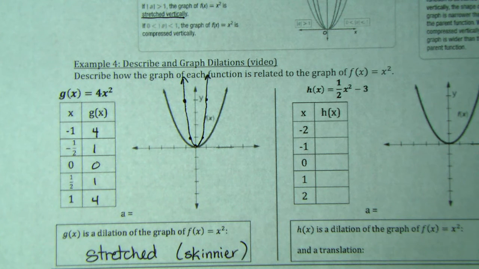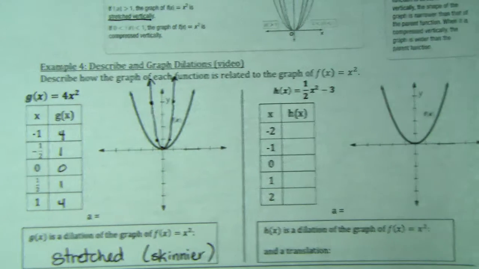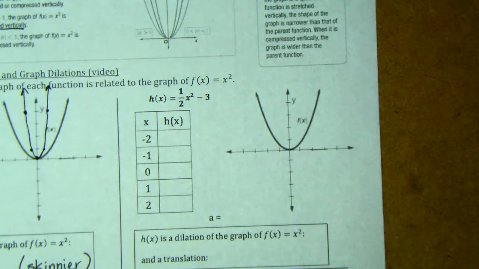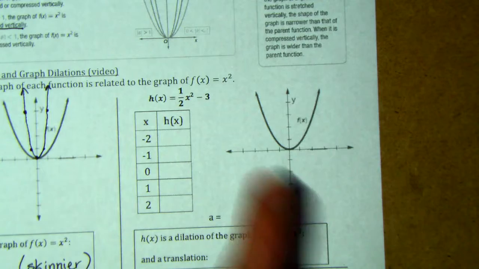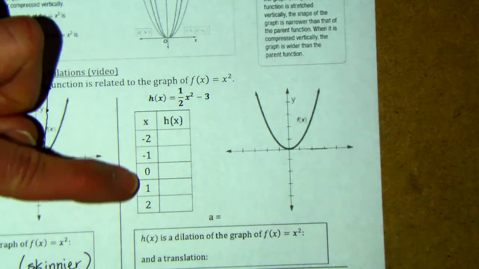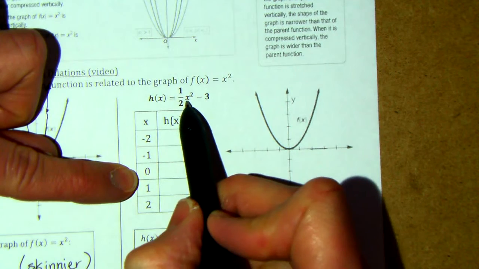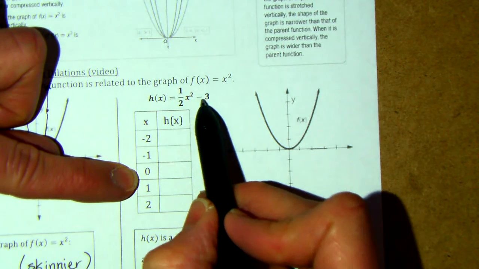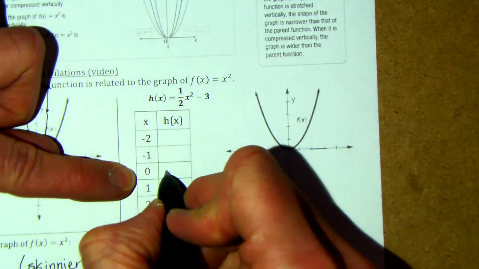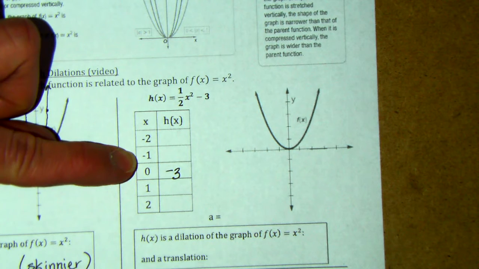All right. Moving on to the next one. Look what they did here. Not only do we have a coefficient in front of the x squared term, now we still have that extra number. What is that? Well, we can just plug it in and see what happens. All right. Put 0 in. 0 squared is 0. 0 times 1/2 is 0. But 0 minus 3 is -3. Put in -1. -1 squared is 1. Half of 1 is 1/2. And 1/2 minus 3 is -2 and 1/2. Right?